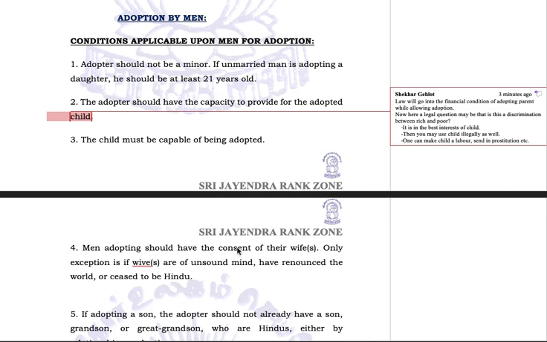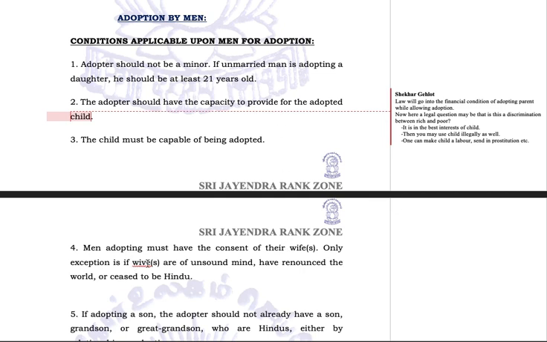Men adopting should have the consent of their wives. If a man is married and is adopting a child, he must have the consent of the wife. Consent of the wife is mandatory, because if there is no consent of the wife and you are adopting, then the wife will definitely not take care of the child and the child is going to suffer. So the law says if both parents agree, then only we will give in adoption. If one parent does not agree, we will not allow the child to be adopted.